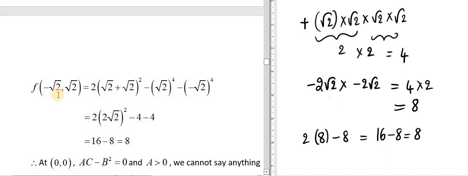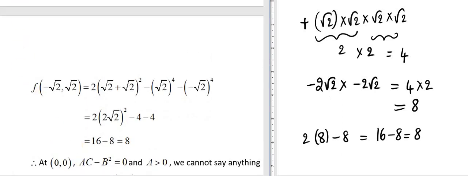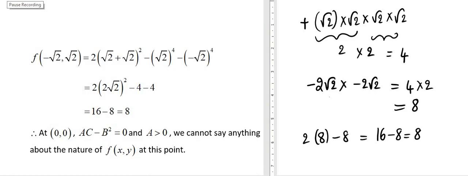I am substituting second point also. At that time also I am getting 8 only. At the origin, AC minus B square is 0 and A greater than 0. Here AC minus B square equal to 0. That's why we can't say anything about the nature of the function at this point.